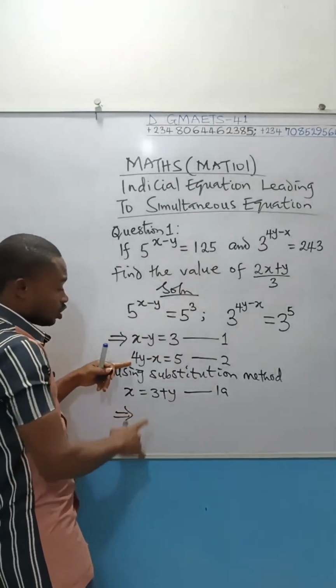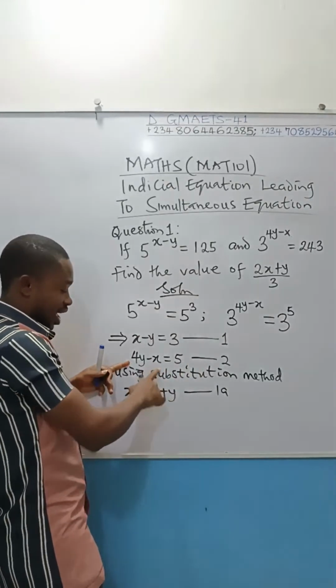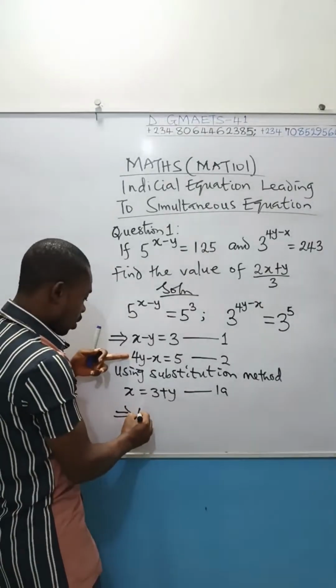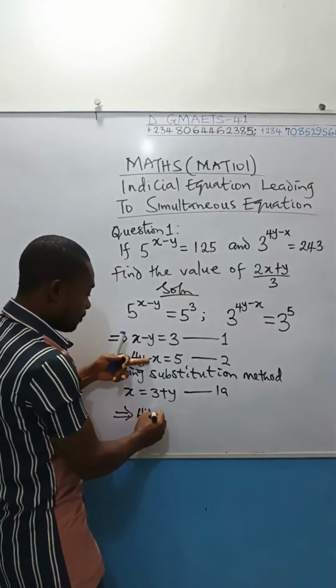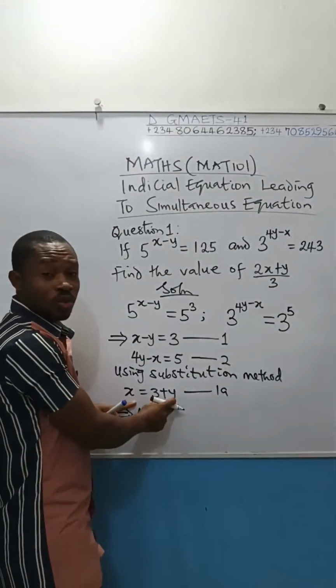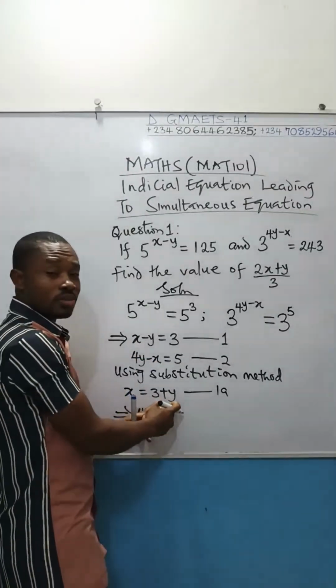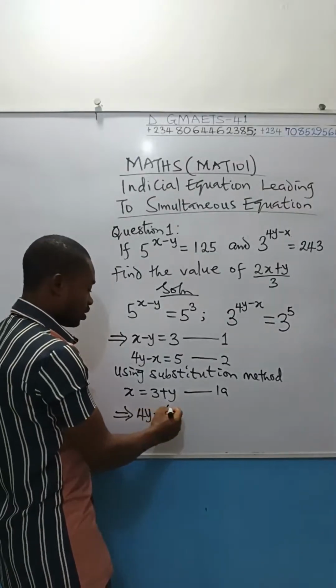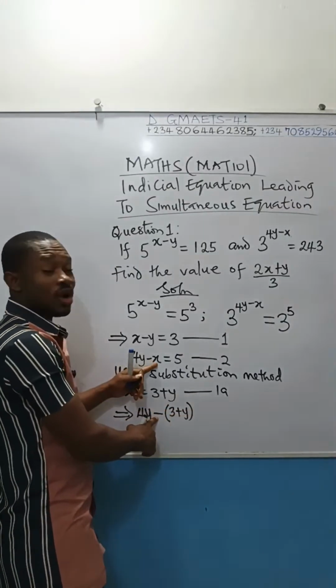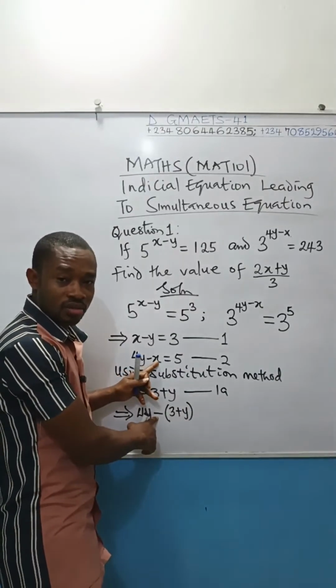What is the implication? Go to equation 2 now. Wherever you see x, fix 3 plus y. To achieve that in equation 2, here we have 4y already minus this x. If you look at the value of x from equation 1a, it contains 2 terms. You must put it in brackets: 3 plus y. Because this minus is meant to affect everything about x.